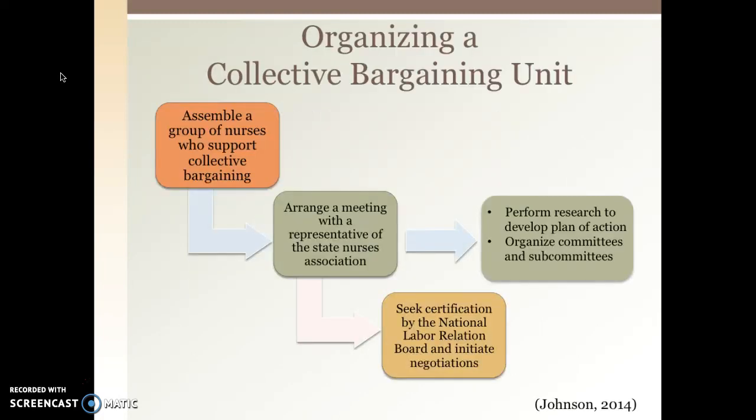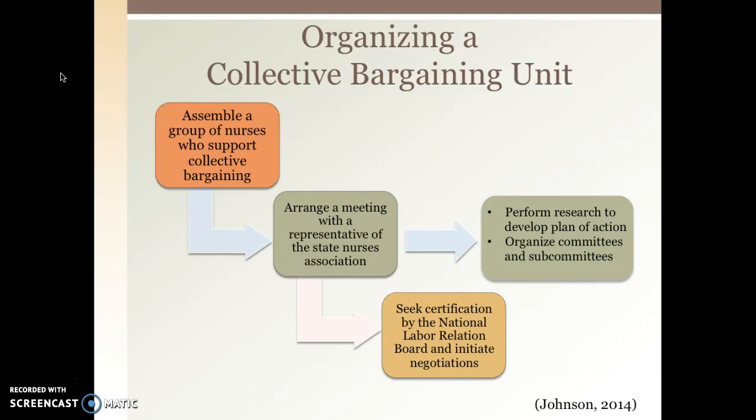To begin a union and organize collective bargaining, it can be a lengthy process, but the hope is that the end result will be worth it and give nurses a stronger voice to make change. To begin the process, a group of nurses that support collective bargaining needs to be assembled. Then meetings need to be arranged with a representative of the State Nurses Association. During this meeting, the feasibility of the organizing campaign is assessed.